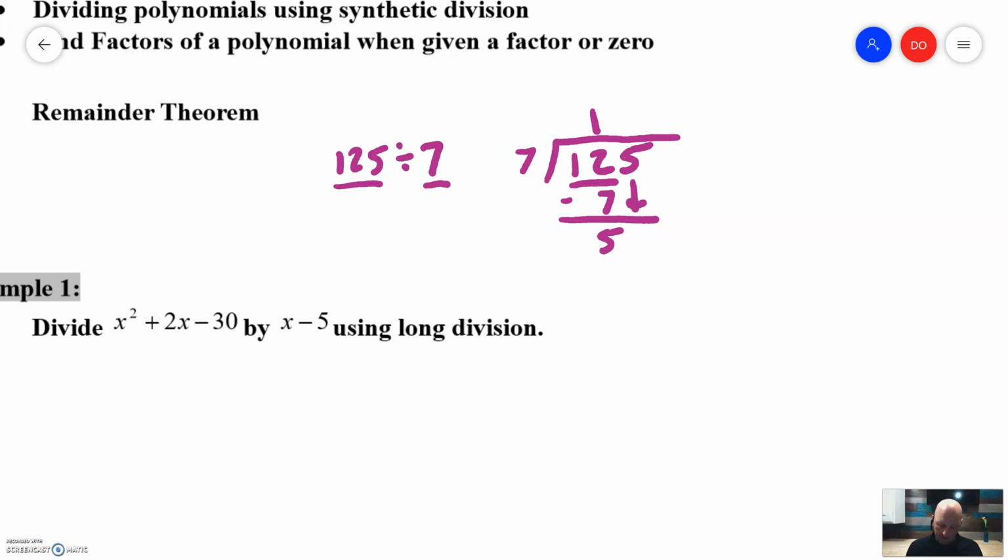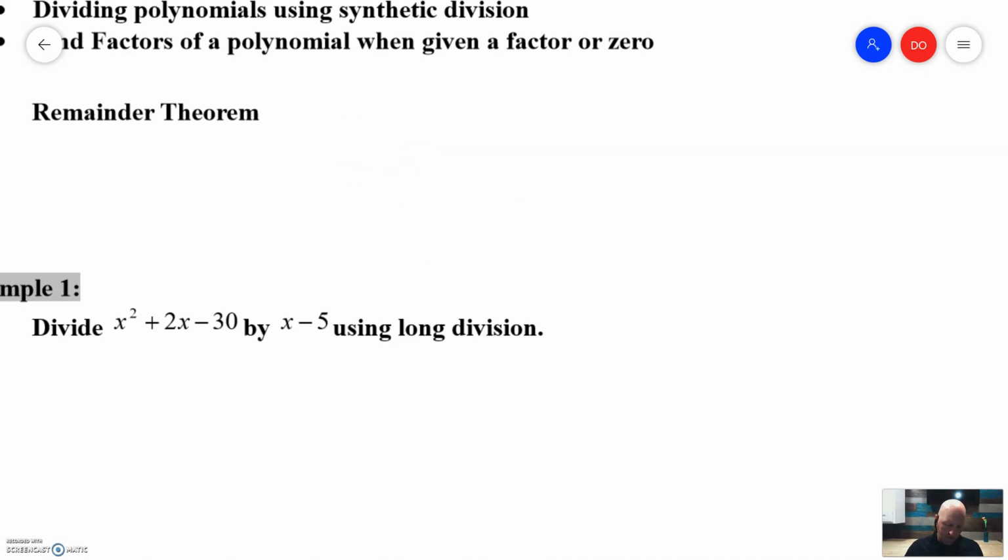And we drop the next placeholder, the ones digit, and we start the process over again. So 7 times what would get us as close to 55 as possible. That'd be 7 times 7. 7 times 7 is 49. We would again continue the subtraction idea and start bringing down more numbers and continue to long divide a divisor out of a dividend. Well, same thing works for polynomials.